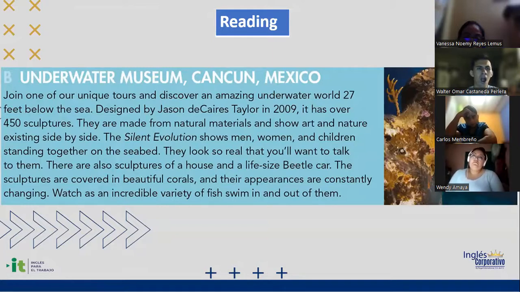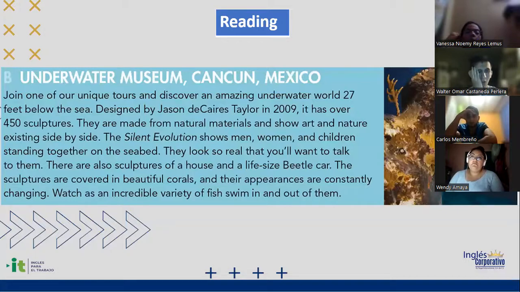Underwater Museum, Cancun, Mexico. Join one of our unique tours and discover an amazing underwater world 27 feet below the sea. Designed by Jason deCaires Taylor in 2009, it has over 450 sculptures. They are made from natural materials and show art and nature existing side by side. The Silent Evolution shows men, women, and children standing together on the seabed. They look so real that you'll want to talk to them.